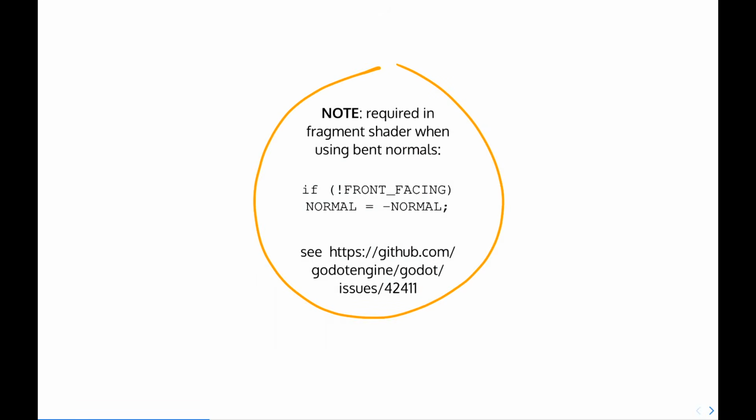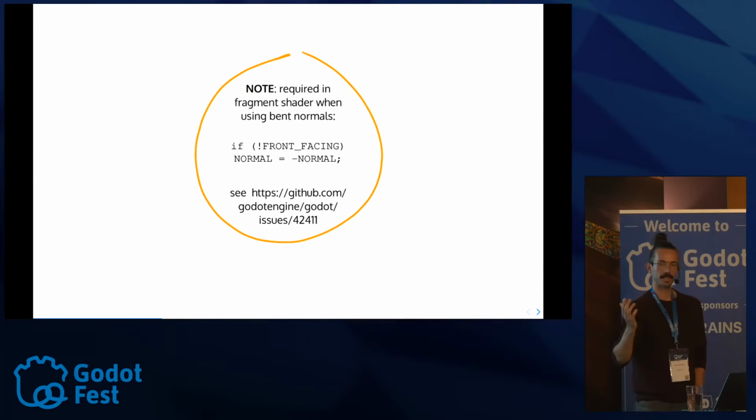One thing that's important to note, if you do this, if you bend your normals into custom shapes, is you have to have this line in your shader, because otherwise the back sides of your faces are going to have the normals pointing inwards, which is not what you want. It's kind of an engine limitation at the moment, so you have to work around it with this line.